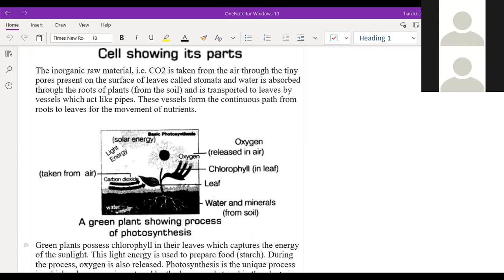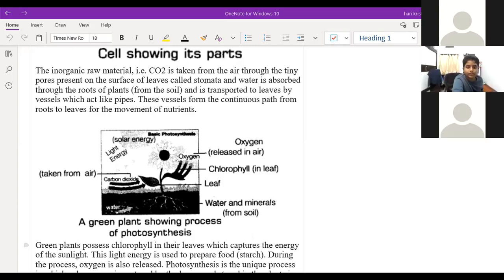What is the role of chlorophyll? Sir, it traps sunlight. It traps sunlight for the energy, sir.